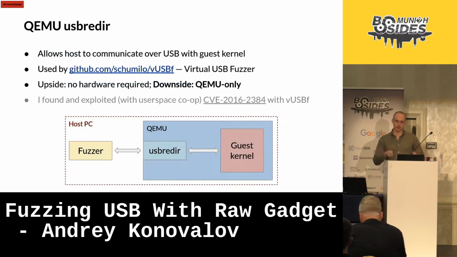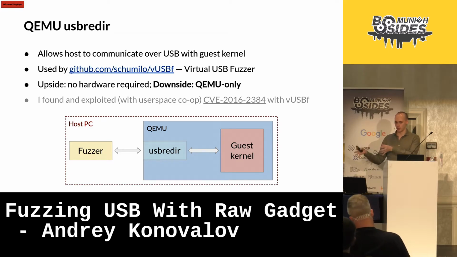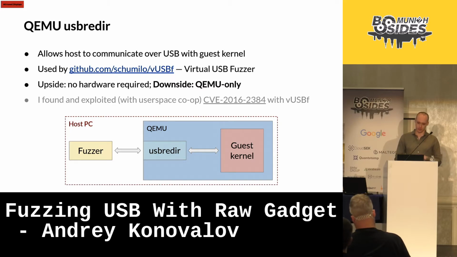So I kept looking, and the next thing I found is the USB redirector module in QEMU. QEMU is a type of virtual machine, and this module allows the host to inject arbitrary USB traffic into the guest kernel that is running inside QEMU. This can also be used for fuzzing. There is actually a fuzzer called Virtual USB Fuzzer, and it uses this QEMU USB redirector module.